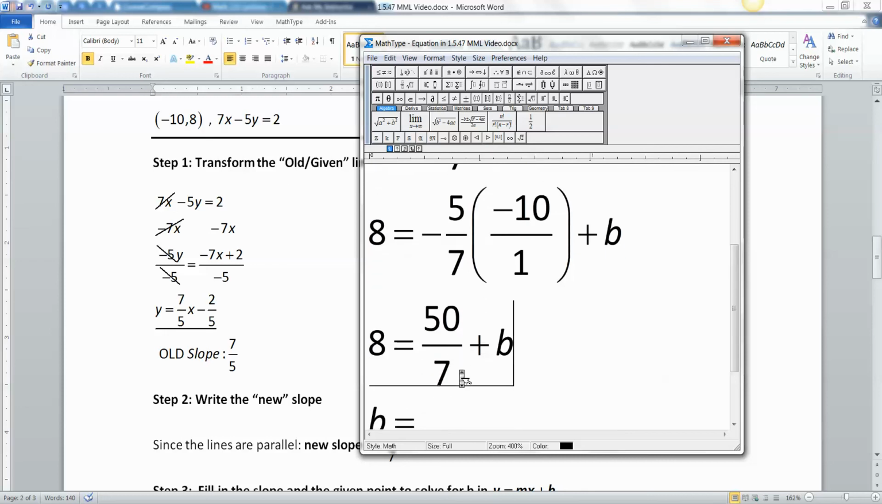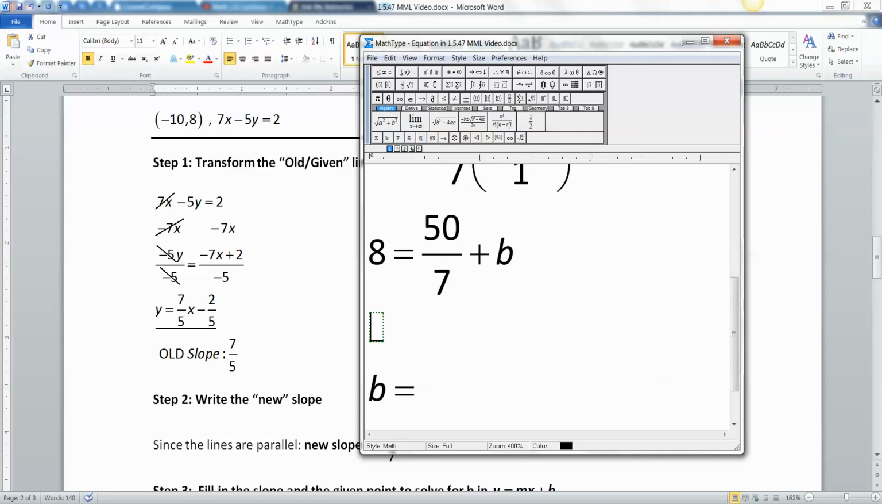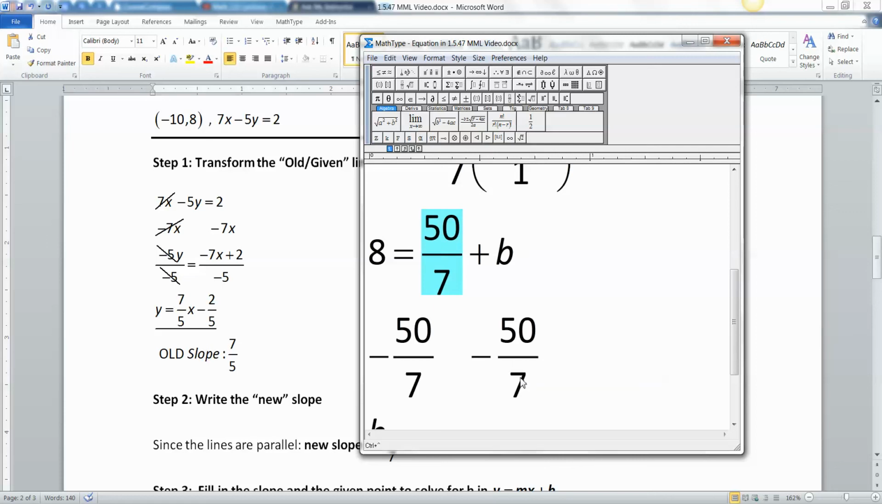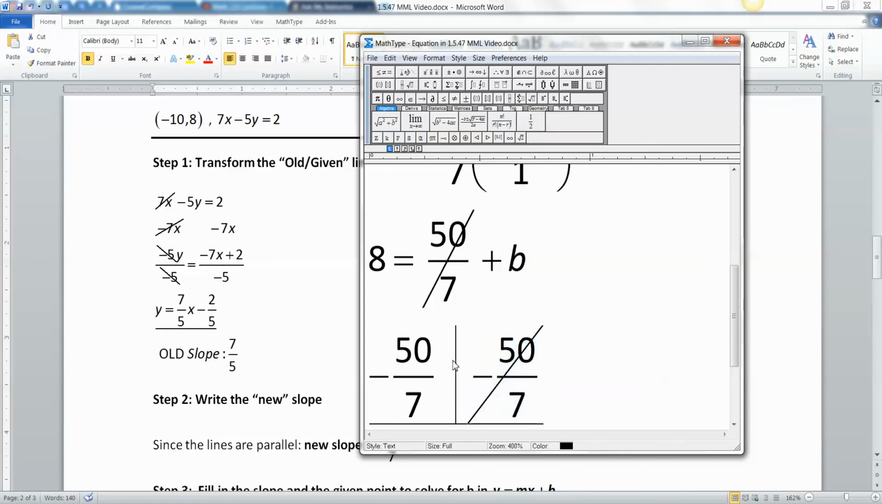Now you want to get the b part by itself, so you need to subtract 50 over 7. Subtract 50 over 7. Do it to both sides. Okay. Now over on the right-hand side, it's going to mean that they disappear, because that's the whole reason you're doing it, is to make it go away, so you have just b by itself. Now over on the left-hand side, you need to find what 8 take away 50 over 7 is.